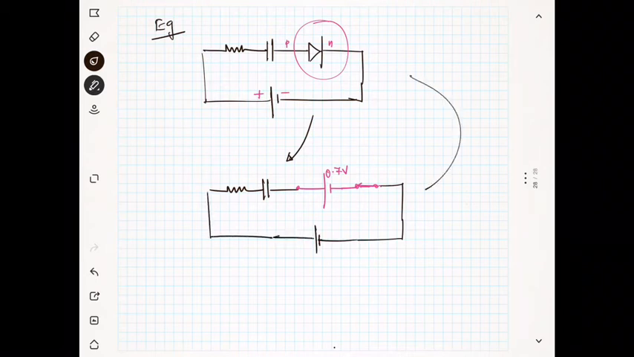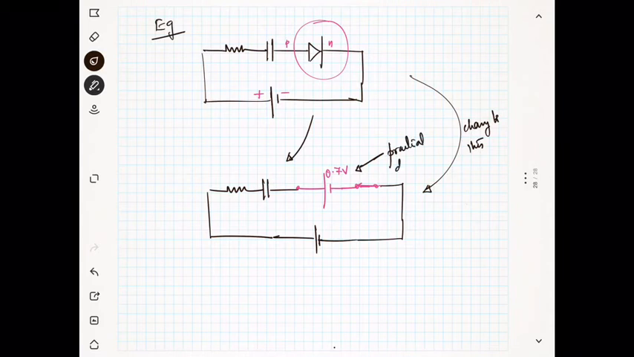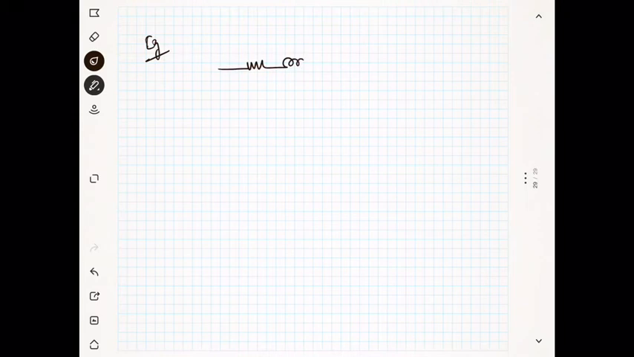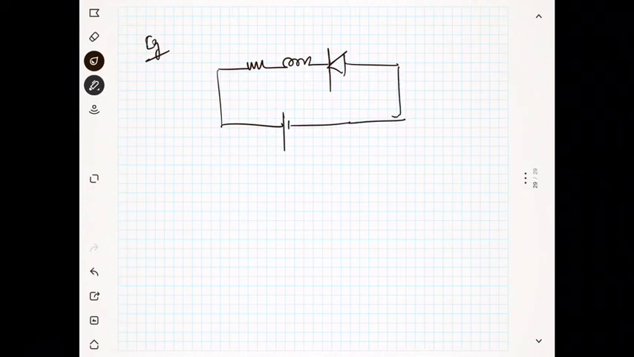So you can change it to this form by using the practical diode model. Now suppose you have an example with an inductor, and the diode is connected in the opposite way. You see here the positive and negative are connected, this is the P region and this is the N region. You can see here it is reverse bias.